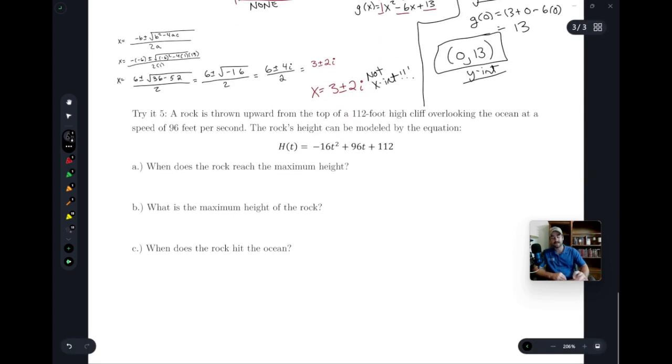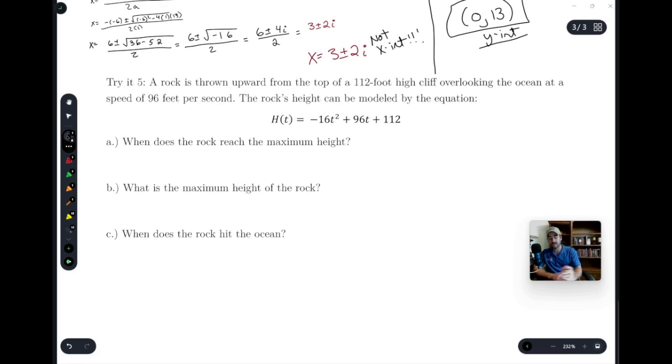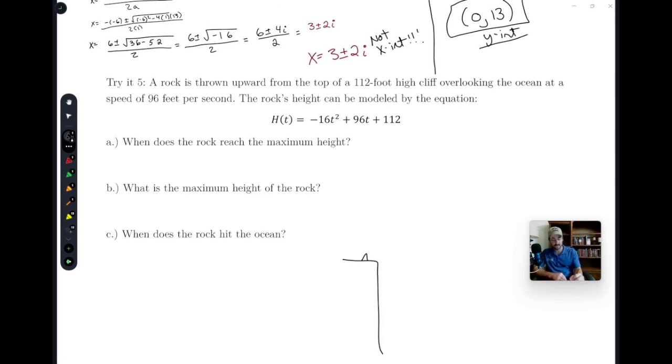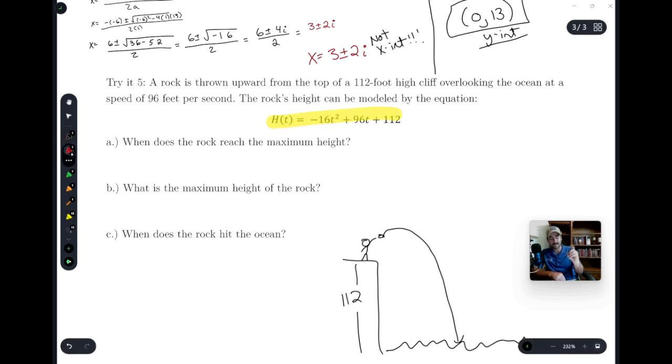All right, last thing there is. We've got a picture like this problem because you get to draw a picture. You've got a guy standing on a cliff, and he throws a rock. The cliff is 112 feet high. And he throws a rock down, probably like that, and it hits the ocean somewhere. And they give us an equation for the height of the rock, and they ask us, when does the rock reach max height?